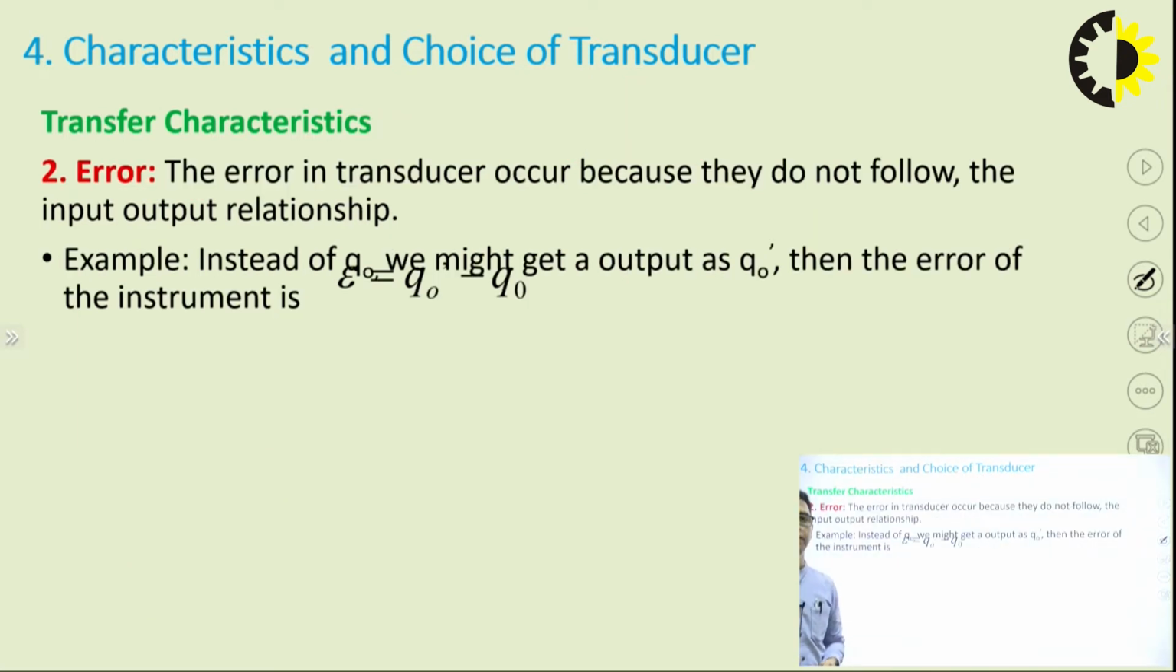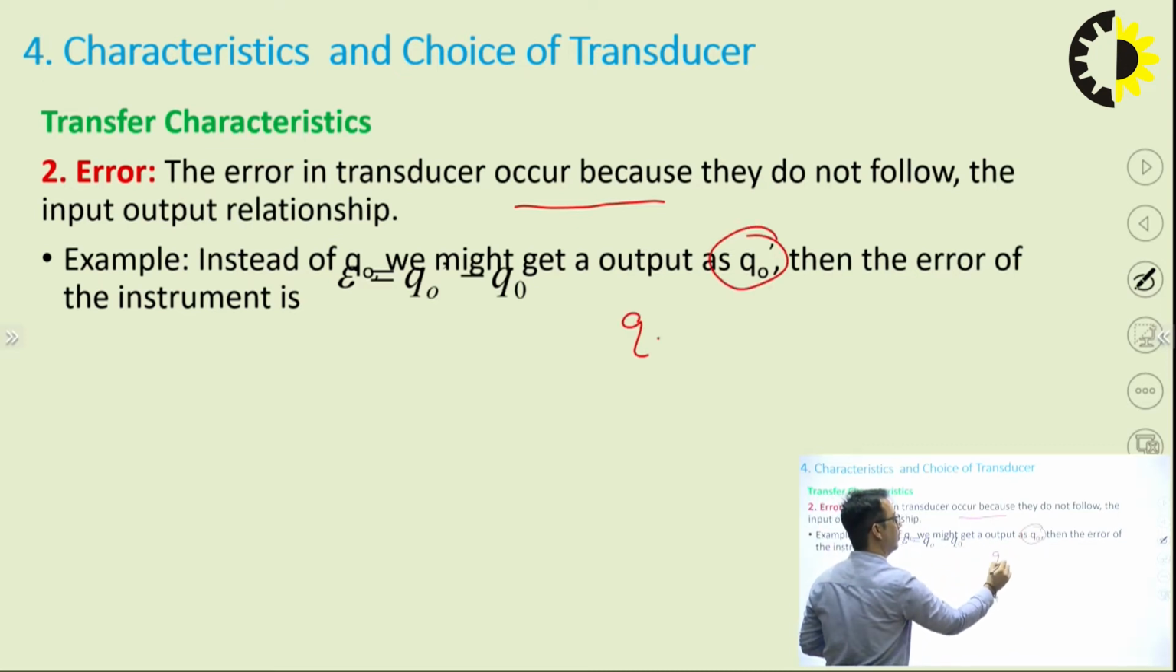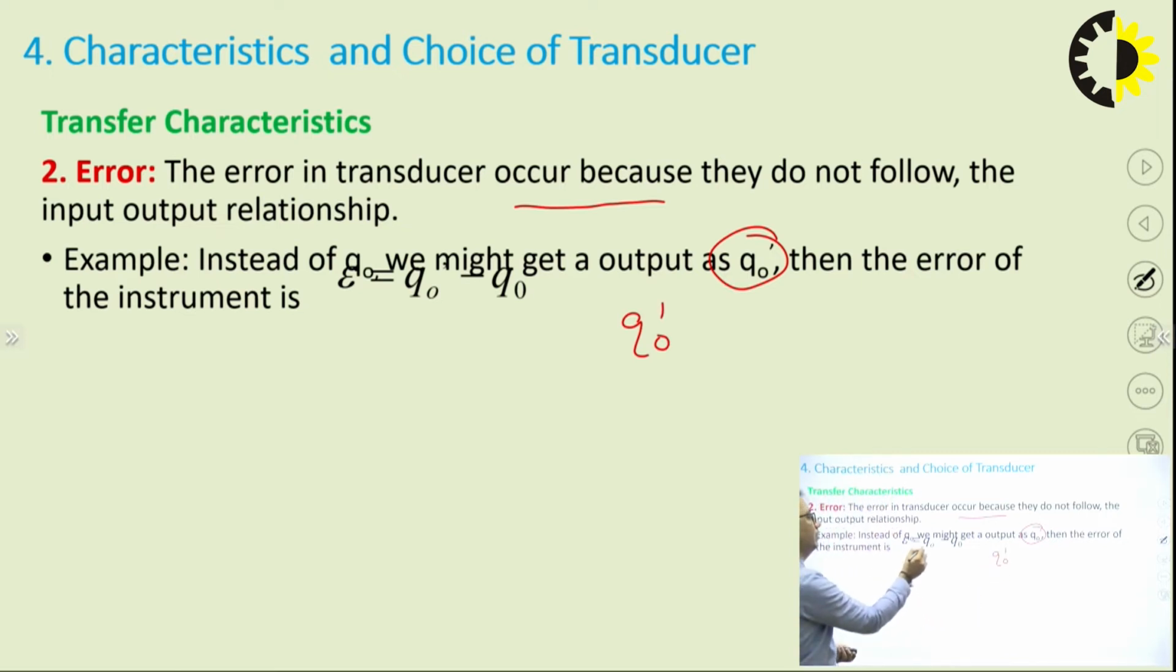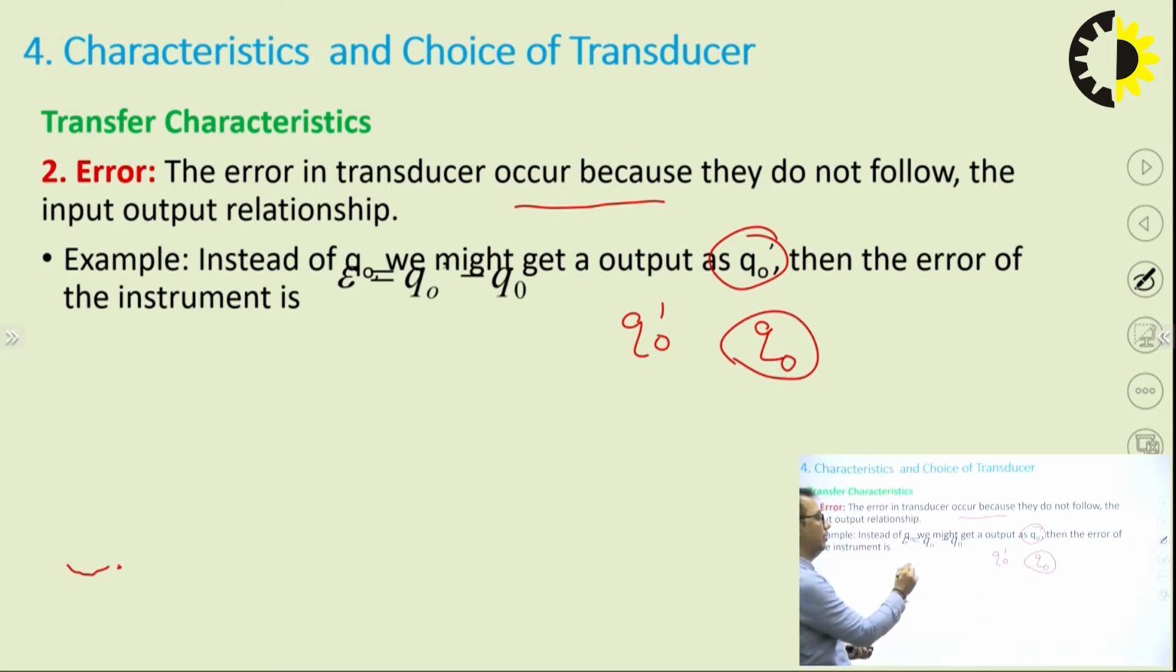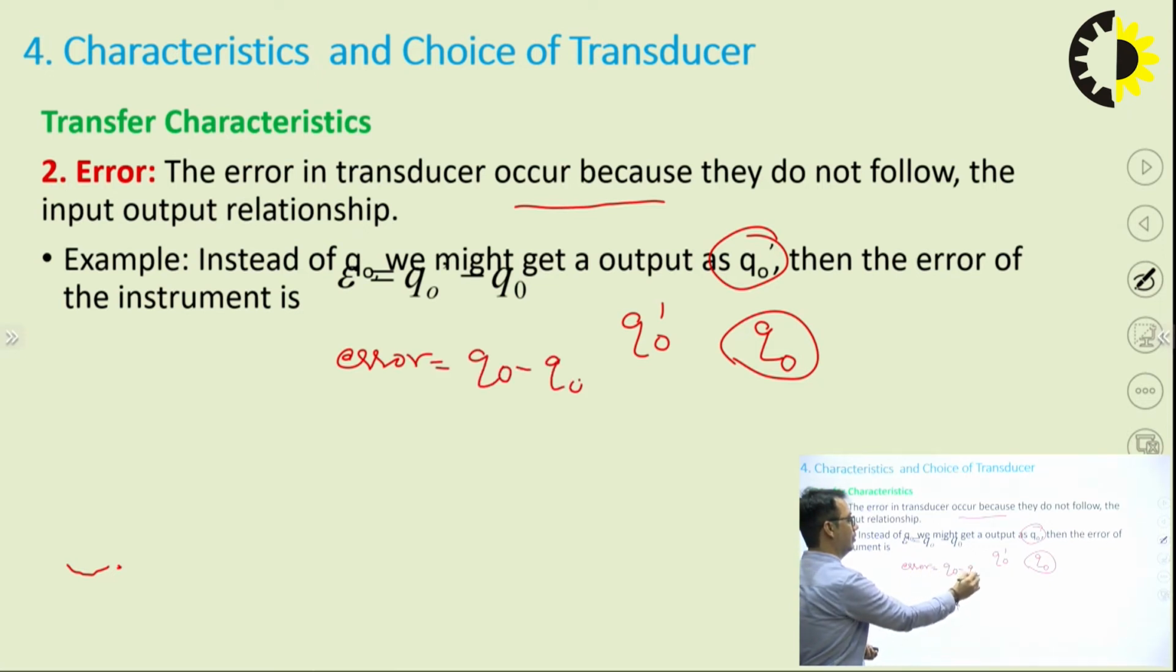Next is error. Error in a transducer: when our output is not following the standard output, we say that error has been generated in the system. For example, if we are getting output as q0 dash, while it should have been q0, then error is equal to the difference of these two quantities.